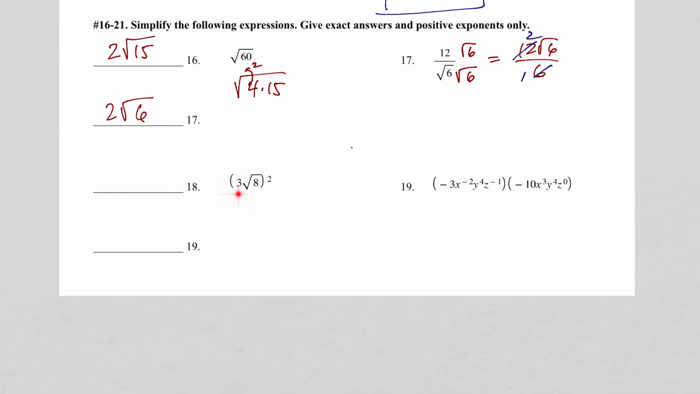When I square this, I have to square both parts. So I square this, I get 9, and if I square a square root, I get rid of the square root, and 9 times 8 is 72.